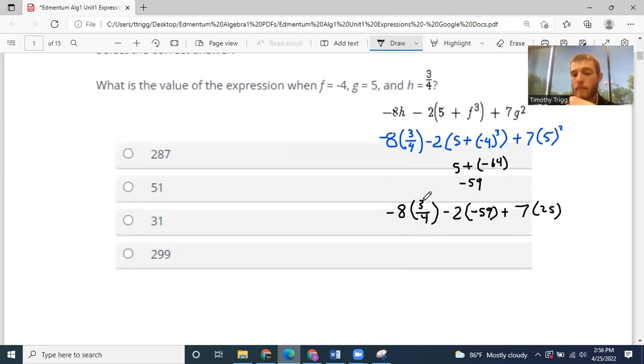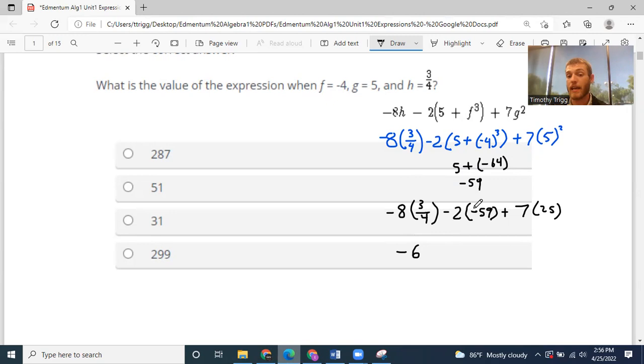Okay, -8 times 3/4. So it's a negative times a positive, so we know it's going to be negative. The way you multiply a whole number times a fraction, I like to just think of it as you multiply times the top, then divide by the bottom. So 8 times 3 is 24. 24 divided by 4 is 6. And again, it's -6 because a negative times positive is negative.